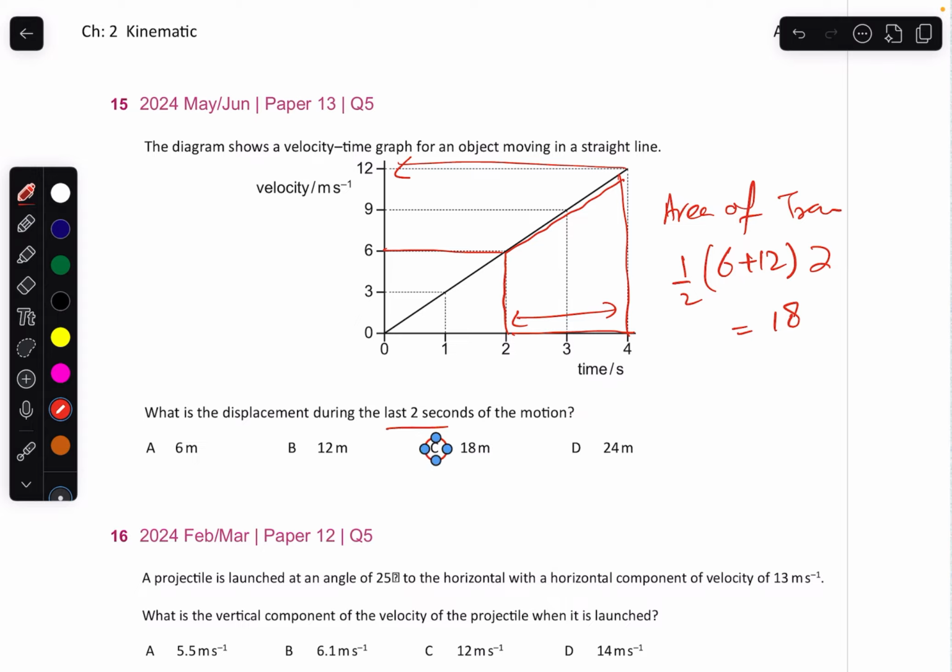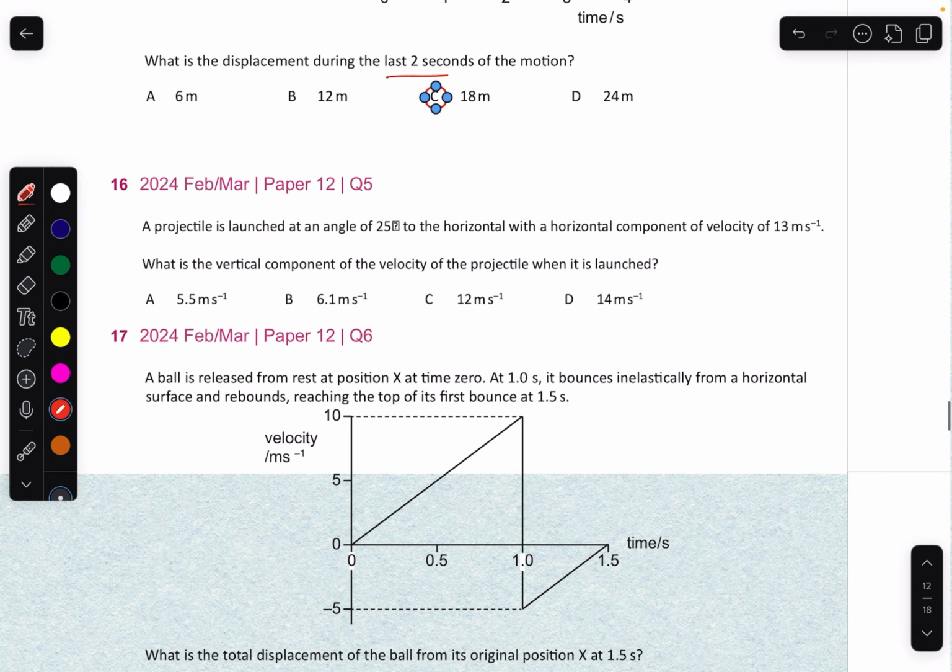Moving forward to the next question. A projectile is launched at an angle of 25 degrees to the horizontal, with the horizontal component of velocity given as ux. What is the vertical component of the velocity when the projectile is launched? You have to find uy.